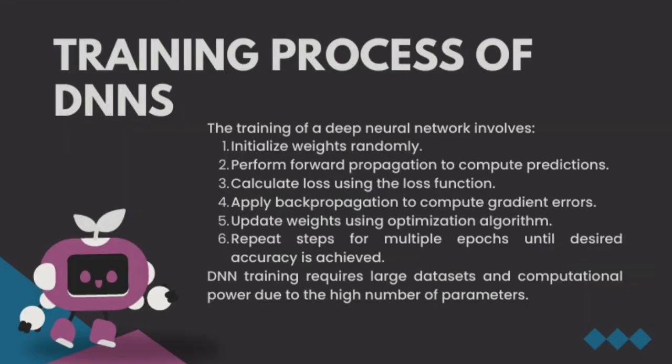Next, we can see the training process of a DNN. Training a deep neural network involves repeatedly running that working cycle over many iterations or epochs. The typical steps are: initialize the weights randomly, perform forward propagation to compute predictions, calculate the loss using a suitable loss function, apply back propagation to compute gradients, and then finally update weights using an optimization algorithm. These steps are repeated for multiple epochs until the desired accuracy is reached.